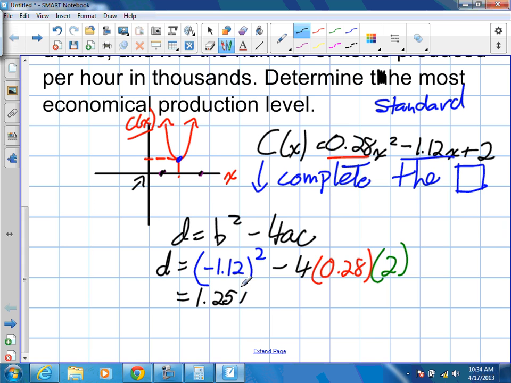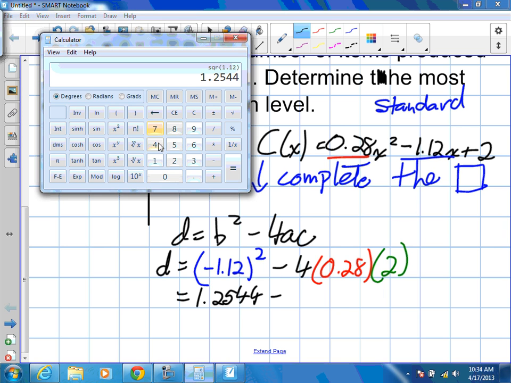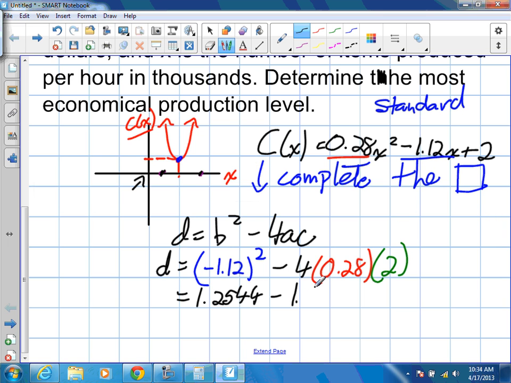1.2544. Now let's subtract this. So 4 times 0.8 times 2, 1.6. So what are we getting? A negative number. We're going to get a negative value, which means there are no roots. So at no point is cost 0, which makes sense. If we're a company, it'd be amazing if it cost us nothing to produce things.